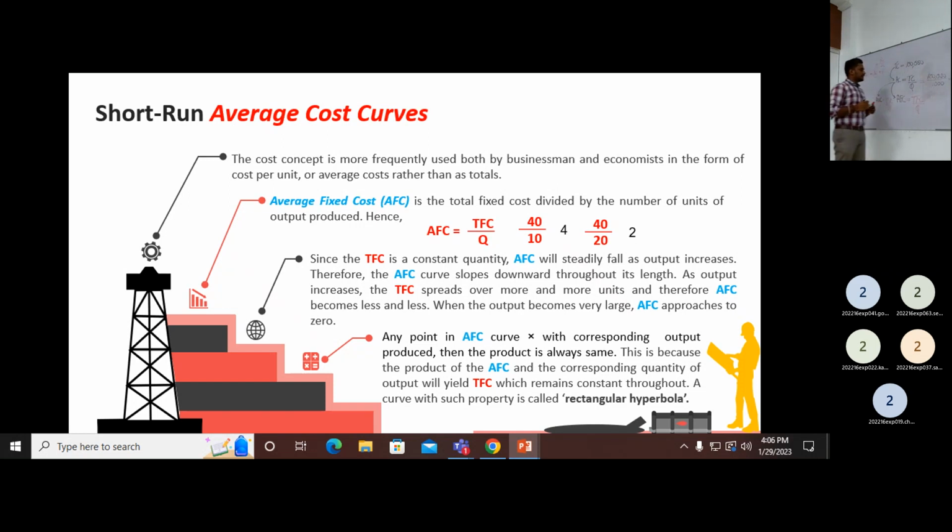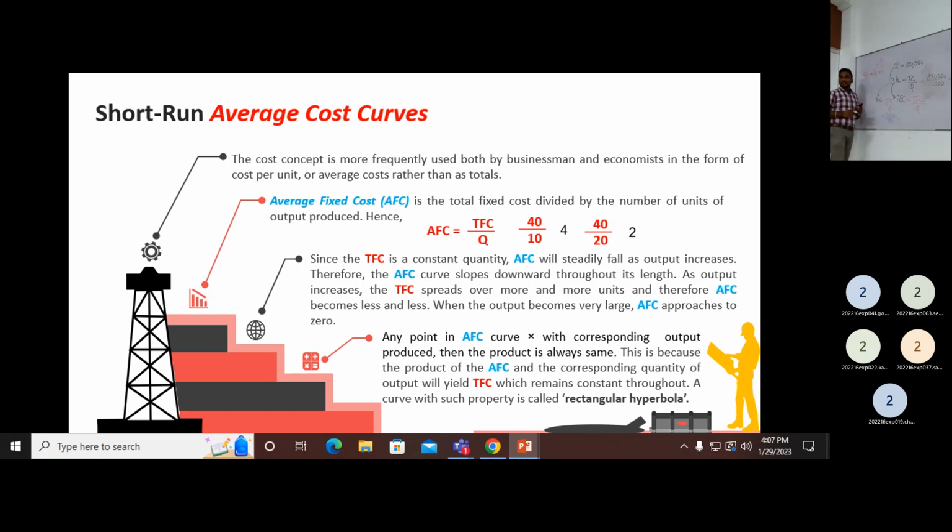This is your average cost. Similarly, let's assume that out of this 100, 60,000 is your total variable cost, and output is 1,000.